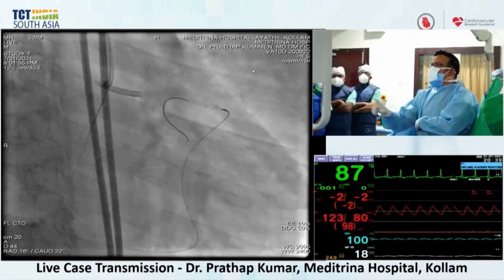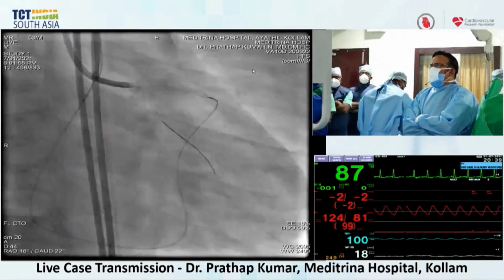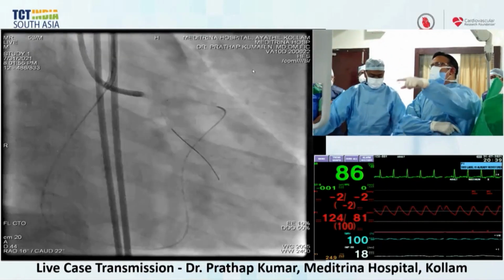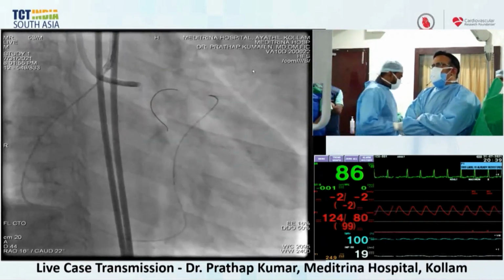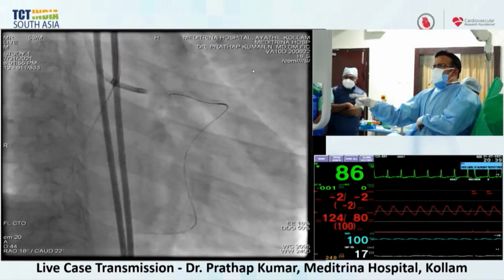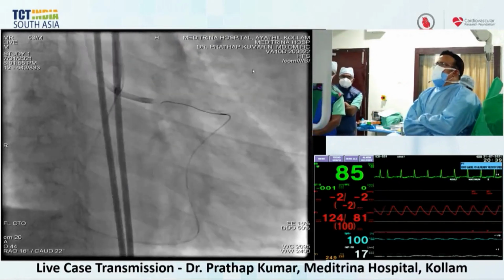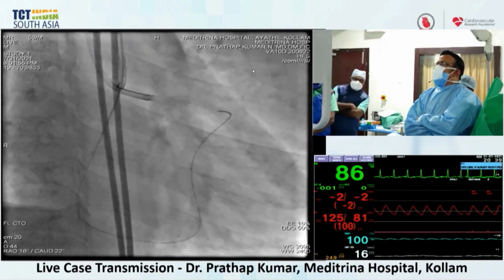No, this is actually the next one, I think. This is the wire which actually went inside, and we just kept the microcatheter as close as possible. I think, next, we cross. Next. We crossed in this one? No.